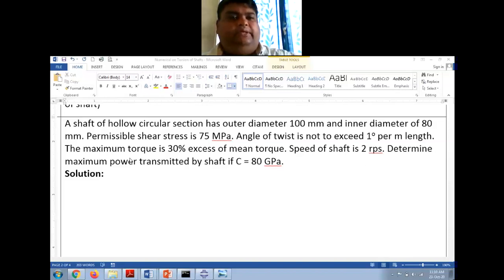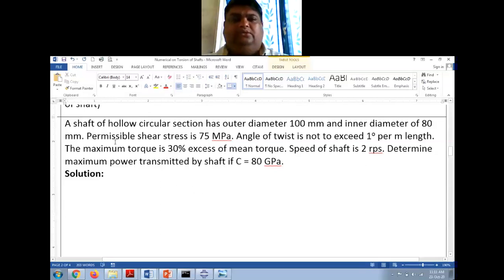Okay, the numerical says a shaft of hollow cross section has outer diameter 100 millimeter and inner diameter of 80 mm. Permissible shear stress is 75 megapascal. Angle of twist is not to exceed 1 degree per meter length. The maximum torque is 30% excess of mean torque. Speed of shaft is 2 rps. Determine maximum power transmitted by shaft if C is equal to 80 gigapascal.